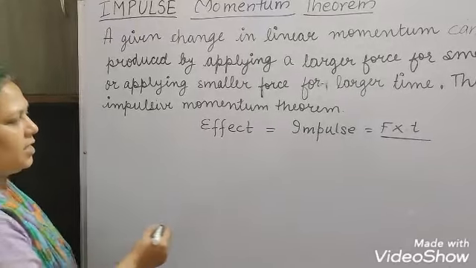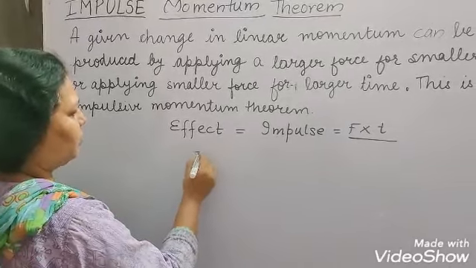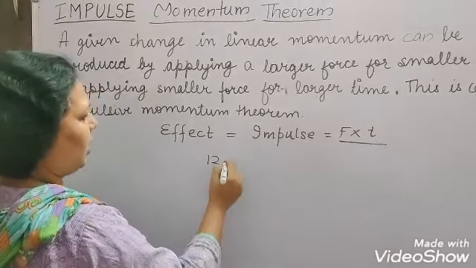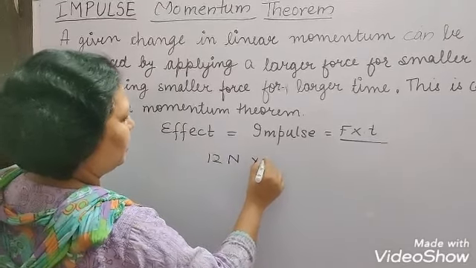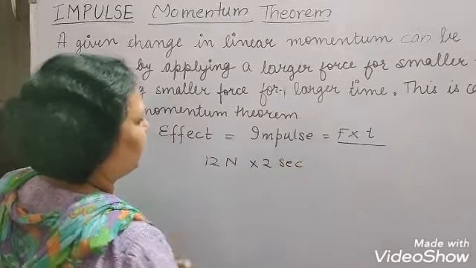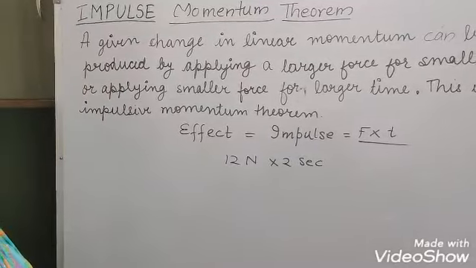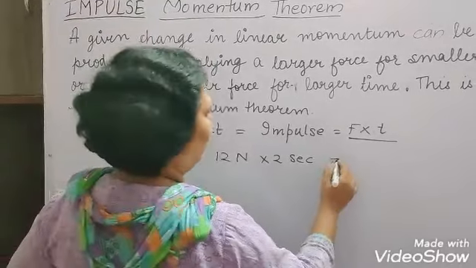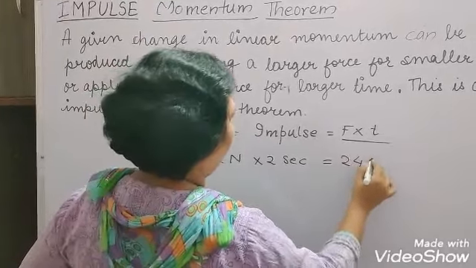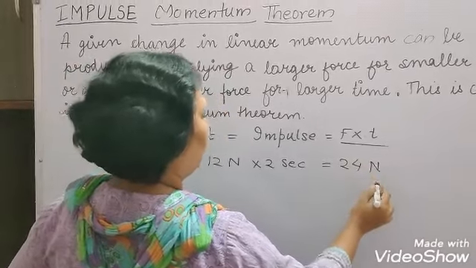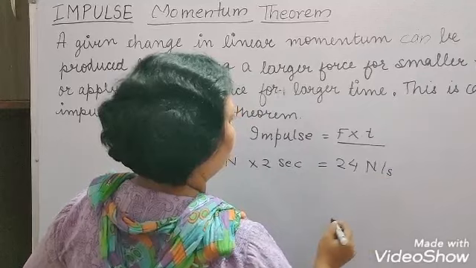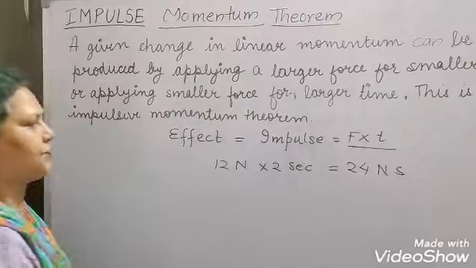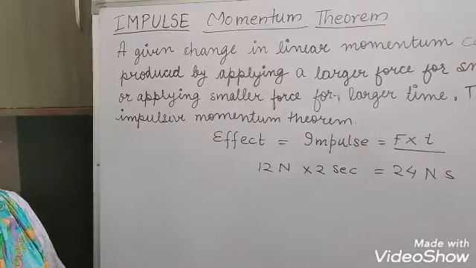So here suppose I am taking the force as 12 Newton, and the time taken is 2 seconds. So what effect will be produced here? The impulse produced will be equal to 24 Newton second.